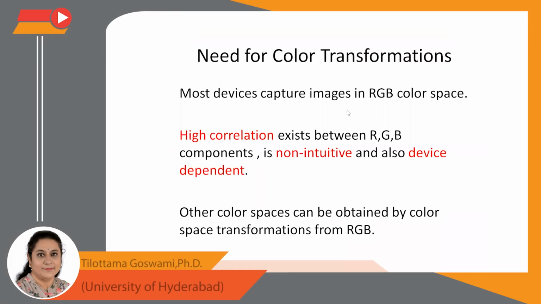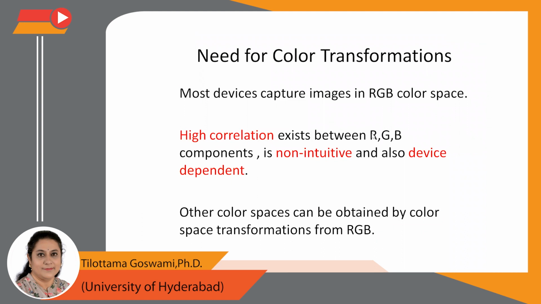Color features. Most devices capture images in RGB color space. Screens and monitors produce colors by means of red, green, and blue light. Scanners and digital cameras also work with RGB colors. The RGB is highly correlated.